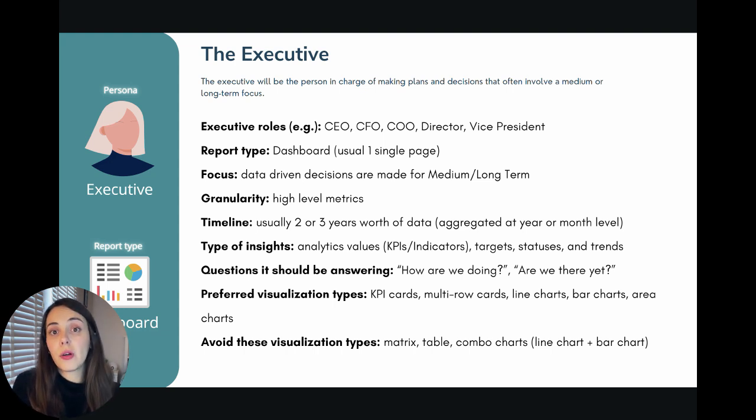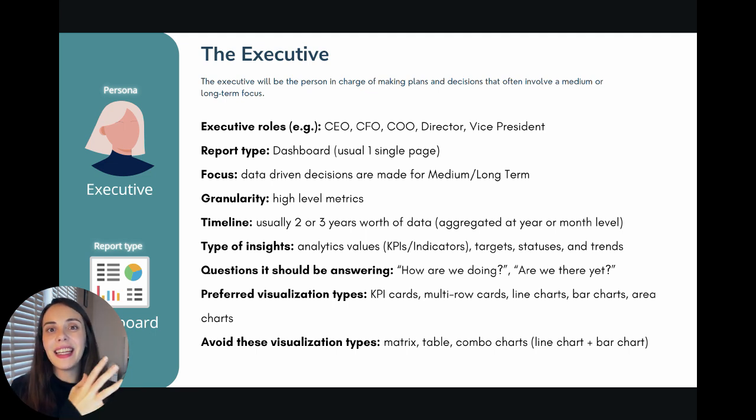In terms of the roles that we usually see for this kind of persona, like I mentioned, it can be things like CEO, CFO, director, vice president, and obviously the report type that we are talking about here is the dashboard report type. Usually with 1 or 2 pages, something simple, easy to read, easy to understand, easy insights in a way. They literally want the data to work for them. They don't want to work for the data. So make the data work for them.